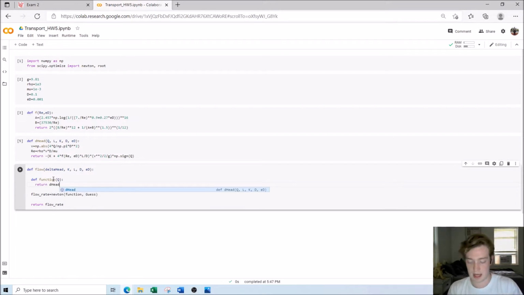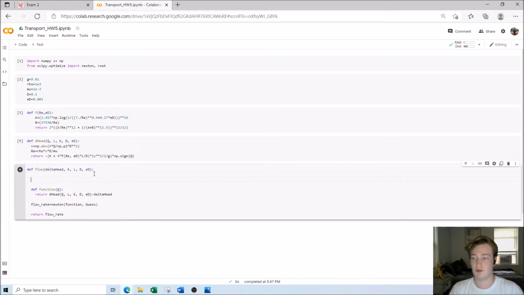So d head, and what we're given, we want a q, an L, a K, a diameter, and a relative roughness, perfect, minus delta head, referring to this delta head up top here, right? So what we're doing is we're subtracting one from the other, and we're going to use the numerical solver to get those two as close to each other as possible. And if that happens, the function should equal 0, right?